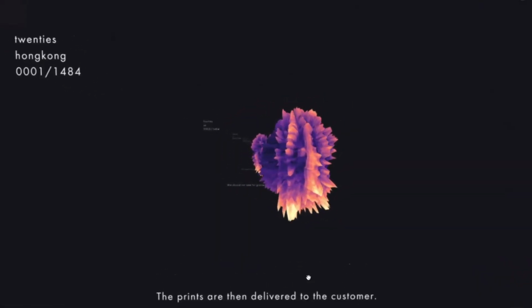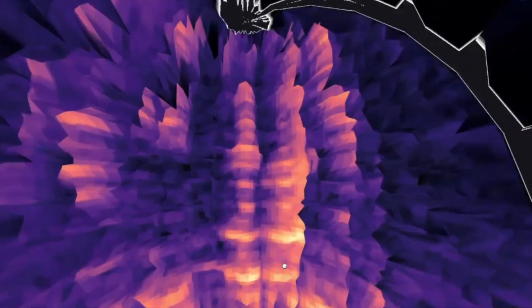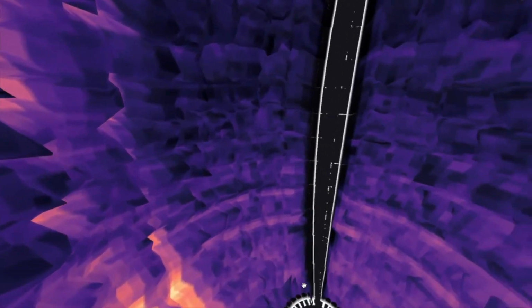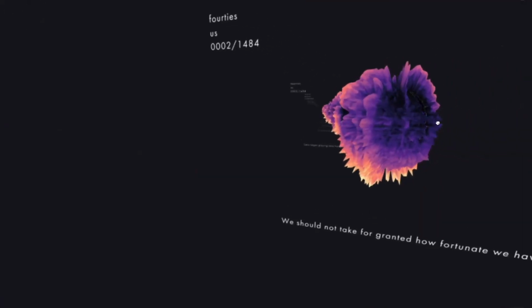The frames are then delivered to the customer.